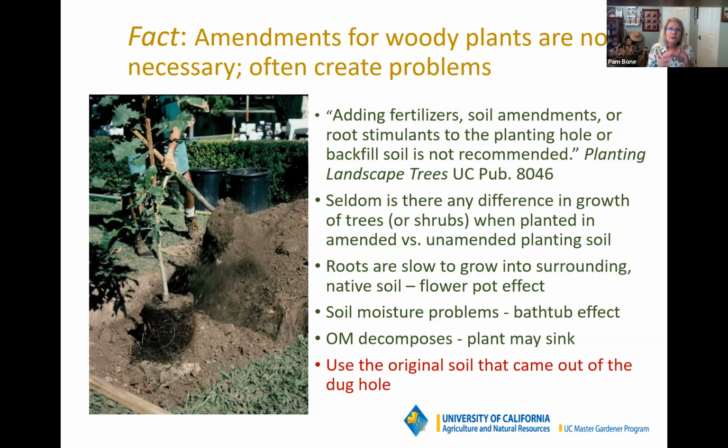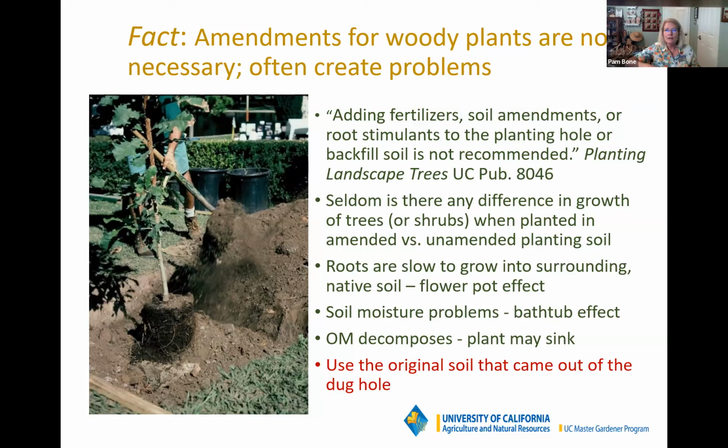The roots are slow to grow out into the surrounding soil. We call that the flower pot effect. We also get the bathtub effect, where you've got different layers. The soil in the container is usually not soil. It's a soilless mix that they make up of all kinds of different organic and inorganic materials. And that material is lighter. It has a different texture.